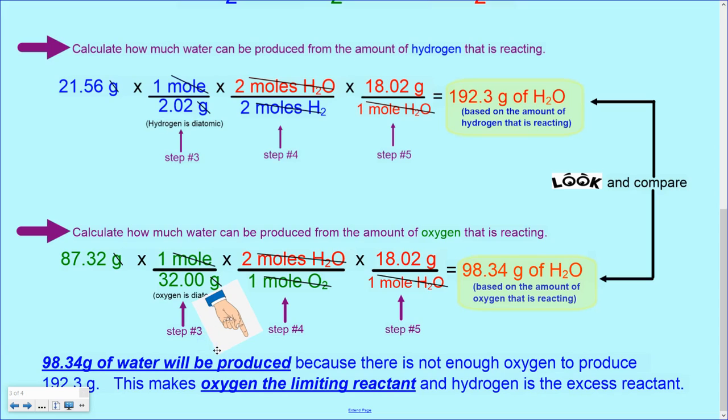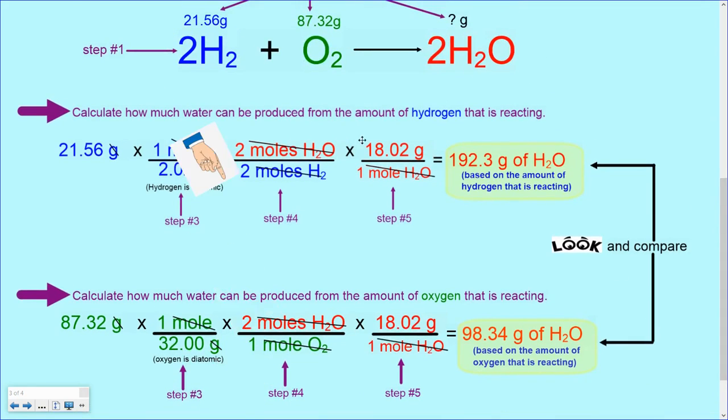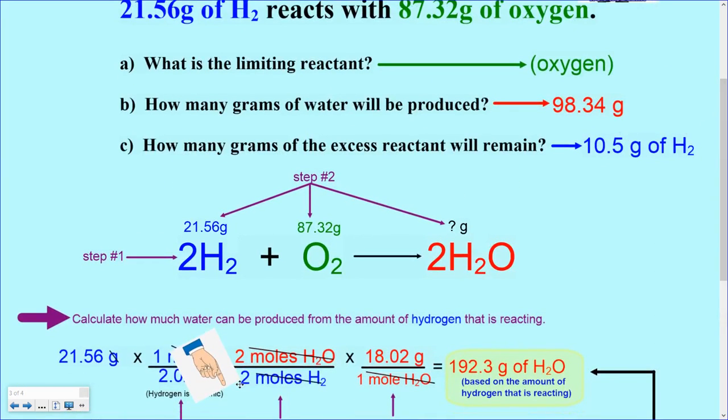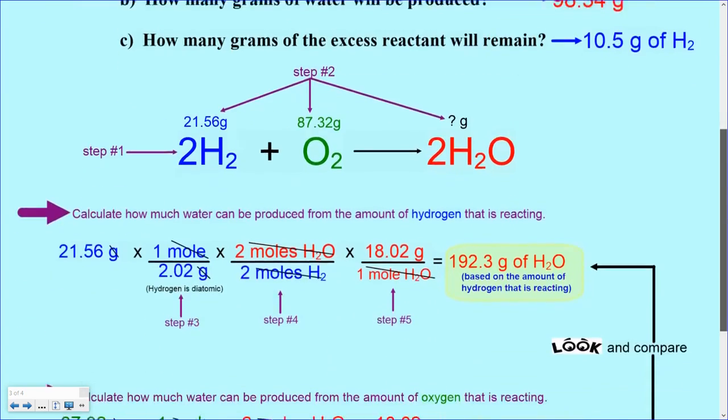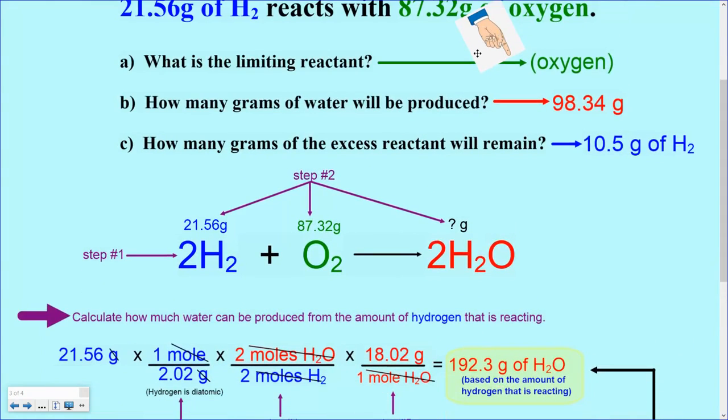So 98.34 grams of water will be produced because there is not enough oxygen to produce 192.3. This makes oxygen our limiting reactant and hydrogen is the excess reactant. So we go back up to the top, and that's how we know that the amount of water that's going to be produced is 98.34 grams, and that is because we're limited by the oxygen, which makes oxygen the limiting reactant. The next step then is we have to go back and answer part C. How many grams of the excess reactant are going to remain?